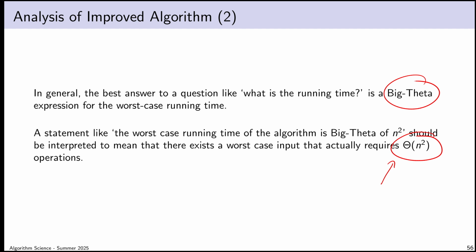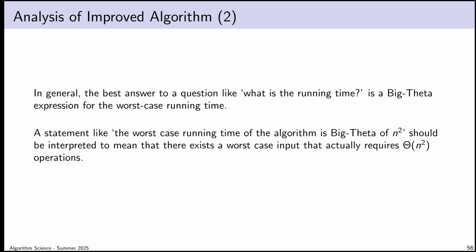In other words, the algorithm is not faster than n squared. There is going to be a case where it does take n squared operations. So the tightest analysis I can perform is one that actually allows me to say the running time is n squared in some case, or better. It's better in every other case, but it's definitely n squared in at least one case.